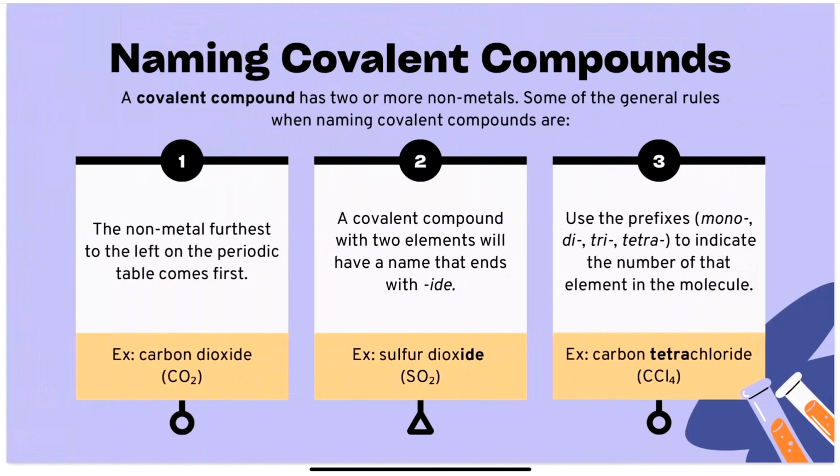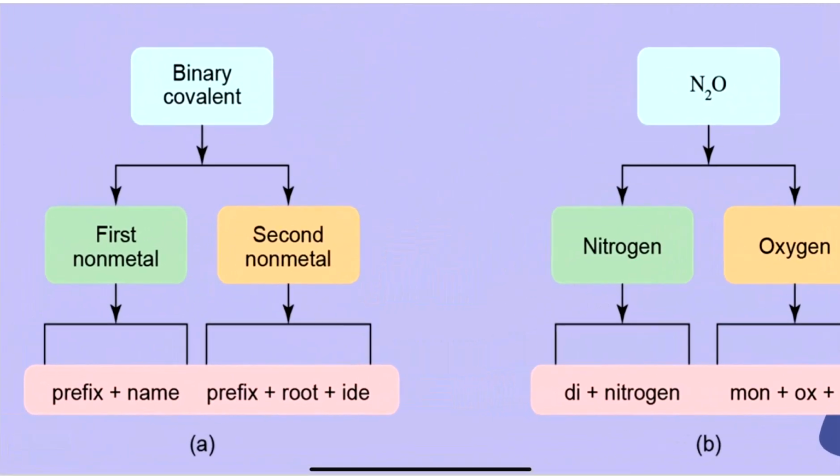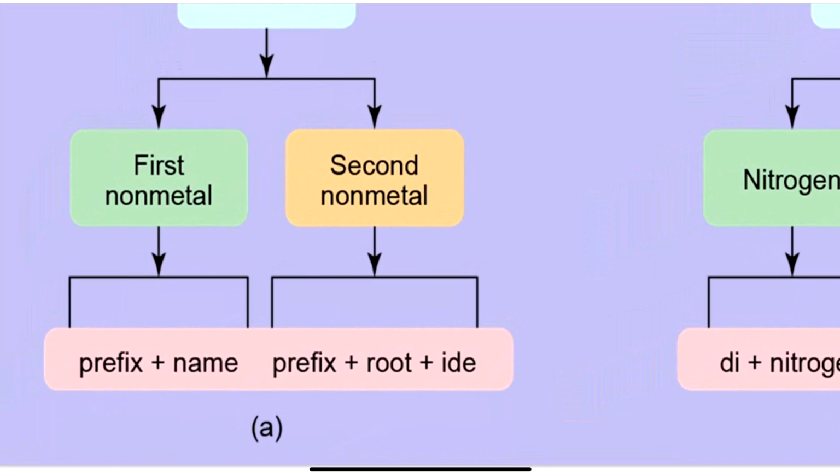Now, when you want to name covalent compounds, right, the first non-metal is going to be named as it is. So say in CO2, it just stays as carbon. But if you have more than 1, you're going to add a prefix. For the second one, you're going to add an IDE. Let me show you. If I have a binary covalent compound, the first non-metal prefix is used if and only if it's more than 1. Always keep carbon dioxide, the CO2, in your head.